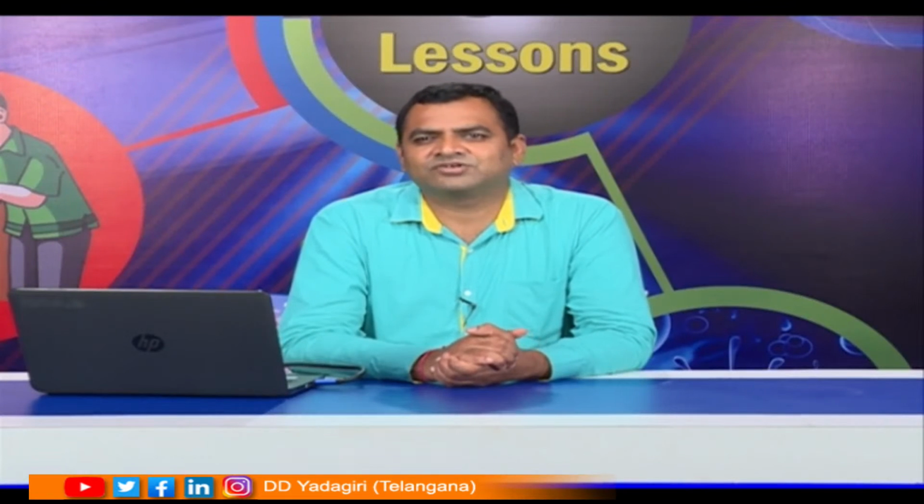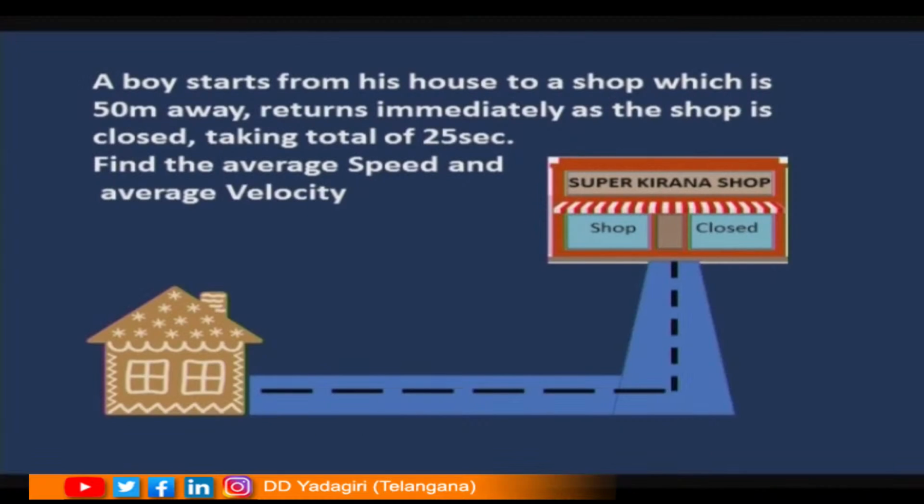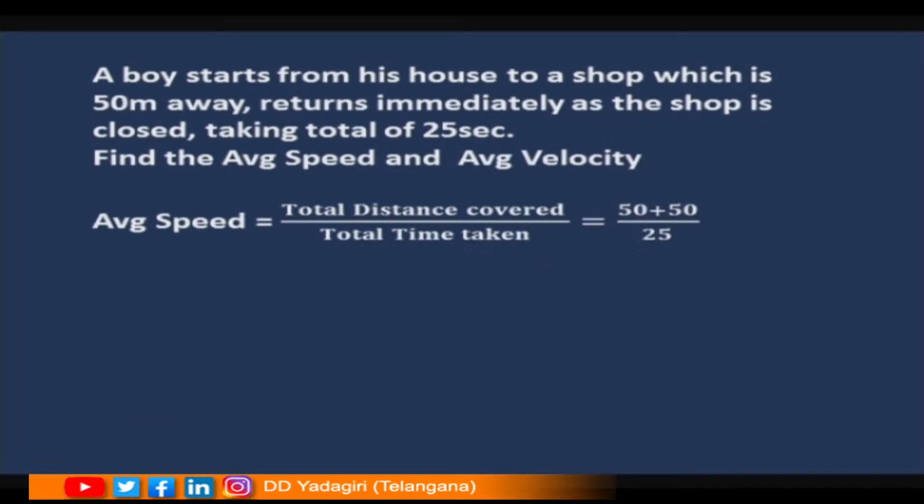Children, let us solve another question. Here, a boy starts from his house to a shop which is 50 meters away. He returns immediately as the shop is closed, taking total of 25 seconds. Find the average speed and average velocity. To find the average speed, we need the total distance covered. The total distance is 50 meters towards the shop and another 50 meters while coming back to his home. He took total of 25 seconds. So, total distance covered is 50 plus 50, 100 meters. Time taken is 25 seconds. So, the average speed is 4 meters per second.